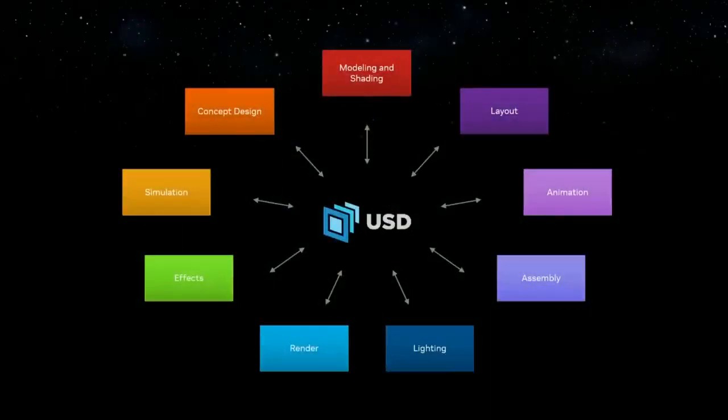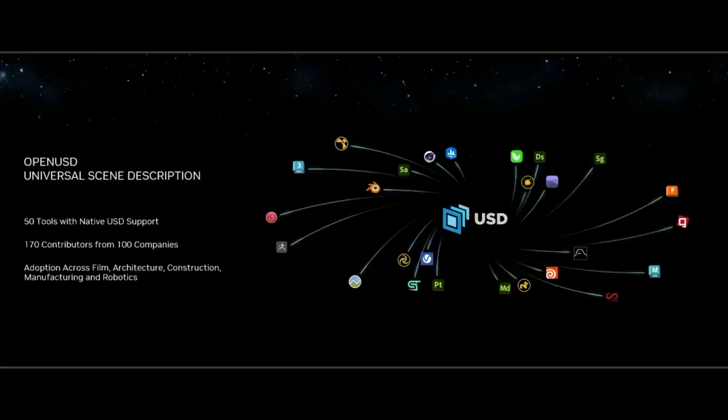Then as a result, everybody can work in parallel. The interchange and conversion goes away. And instead of a serialized model, you have a parallelized hub-and-spoke model. And so this way of doing work, of course, is incredibly appealing, and it's one of the reasons why the vision of OpenUSD has taken off. It's being adopted in film, architecture, engineering, and construction, manufacturing, and so many different fields of robotics.